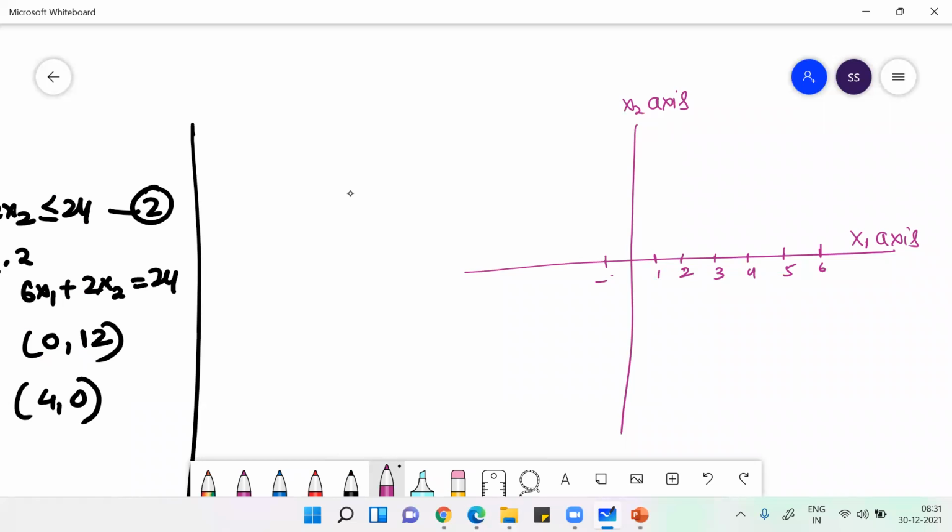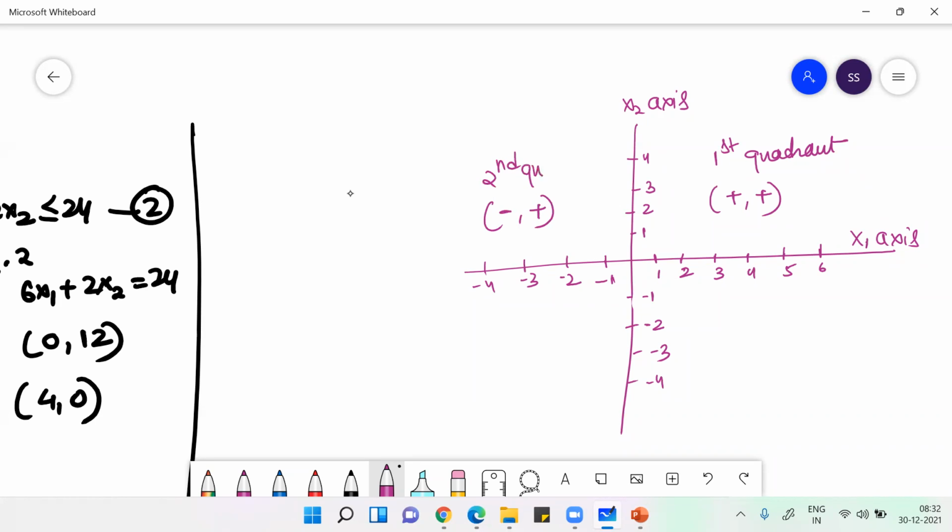This is all you've done in your schooling. Minus x1, minus x2. All positive values of x2 will lie here, and negative values of x2 will lie down. Clear? I hope you know this. So positive values of x1 and x2 lie in this quadrant. This is called the first quadrant. Then in the second quadrant, negative values of x1 and positive values of x2 will lie here. This is your second quadrant.